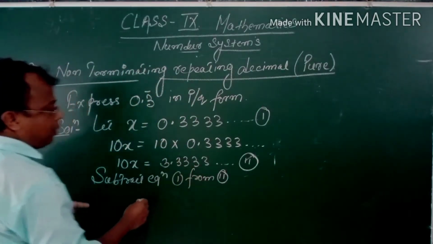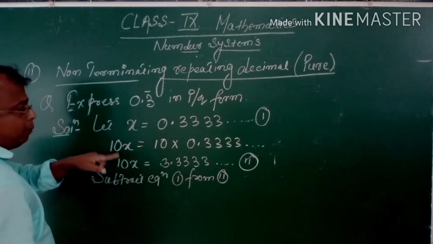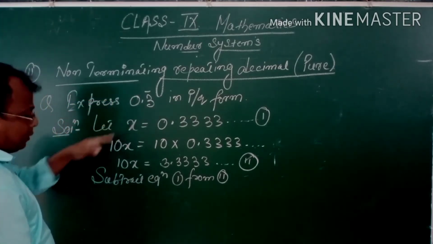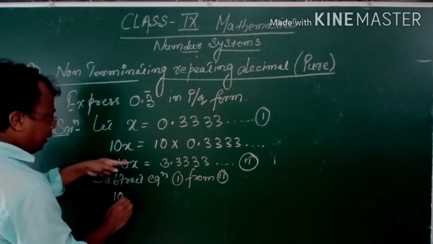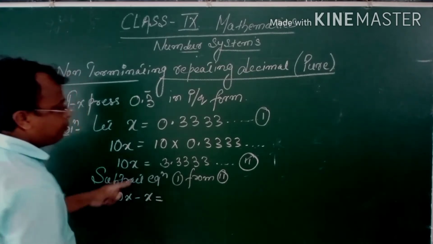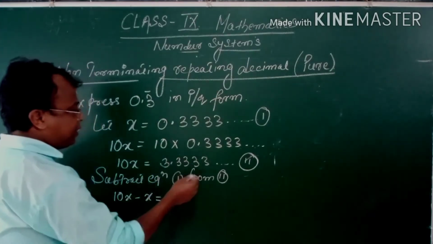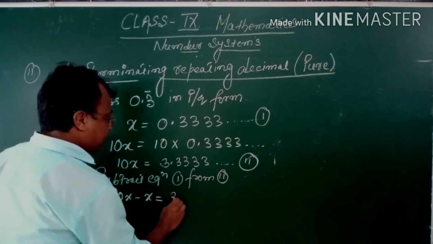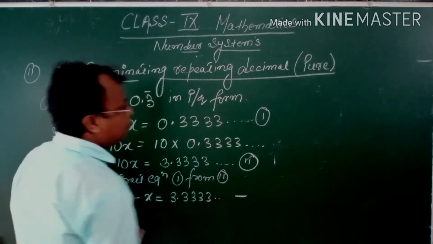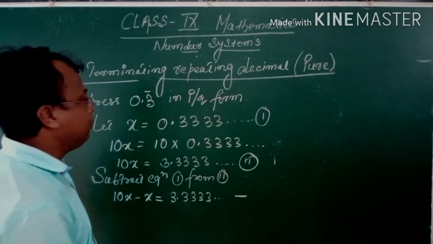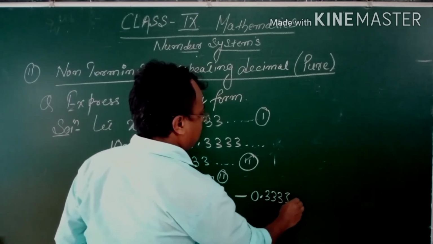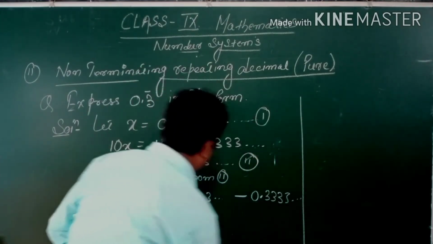So now what is the left side of equation number 2? 10x. What is the left side of equation number 1? x. Means 10x minus this x is equal to. What is the right side of equation number 2? This is 3.3333 dot dot dot minus what is the right side of equation number 1? This is 0.333 dot dot dot. Okay, so like this we will get.